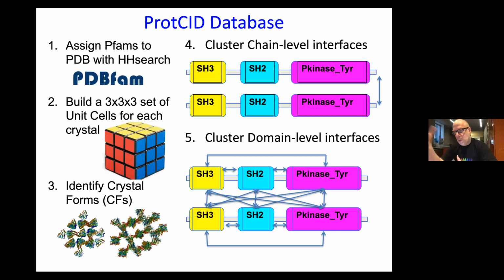Sometimes people do 20 structures of the same protein in the same crystal form, and that's really only one experiment when it comes to interfaces, maybe with different ligands, for instance. And then we cluster at both the chain level and the domain level.